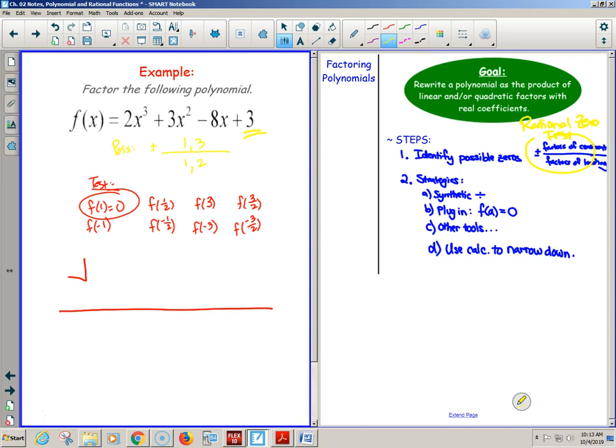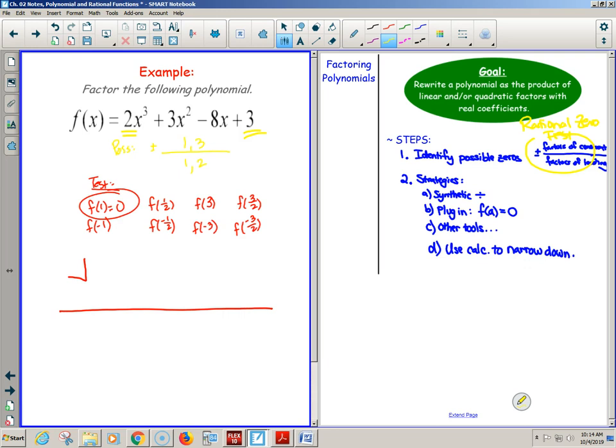Good. Where's 1 and 2 coming from? Factors of the leading, or the beginning, right? And then I pair them up and I say 1 over 1, plus or minus 1. 1 over 2, plus or minus 1/2. 3 over 1, plus or minus 3. 3 over 2, plus or minus 3/2.